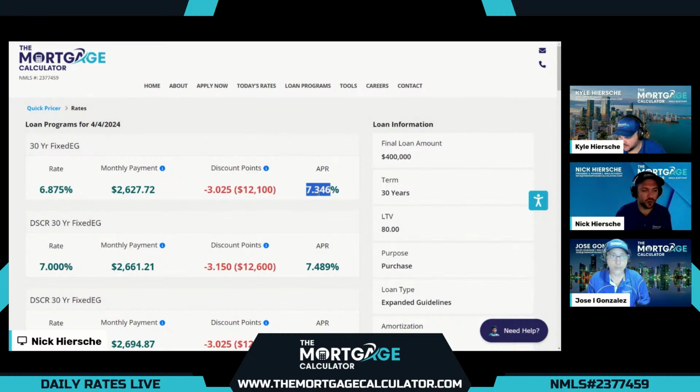Even when DSCR is much more, most investors still choose the DSCR option. And in this case, it's less. So I would say it's an absolute no-brainer.